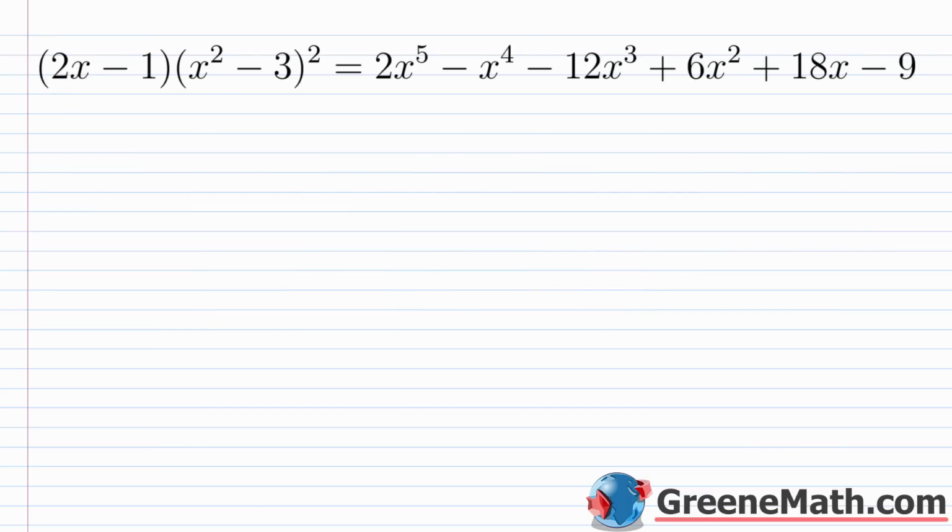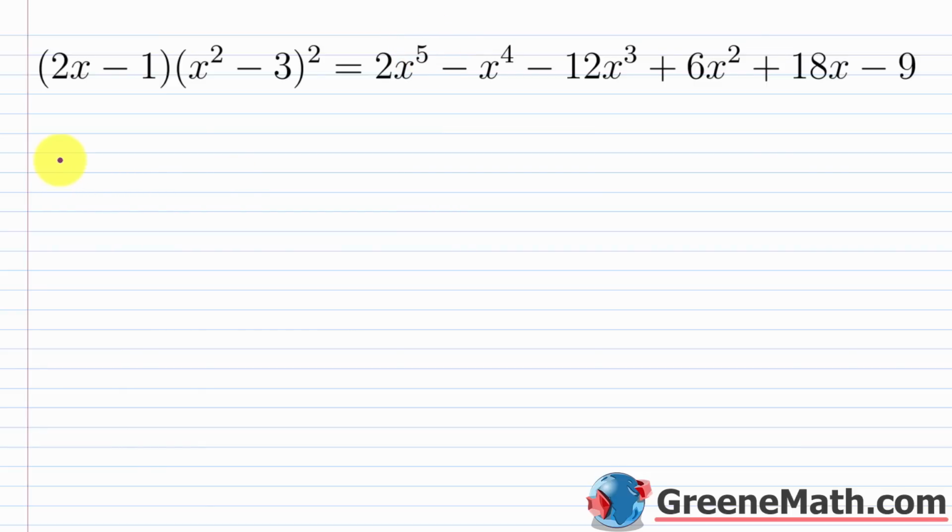Well, one thing you could do, which I don't suggest, is you could simplify this completely. You would get 2x to the 5th power minus x to the 4th power minus 12x cubed plus 6x squared plus 18x minus 9. Should you do this? Absolutely not. You would get the right answer, right? You'd come up with a degree of 5, but you do too much work to do it.